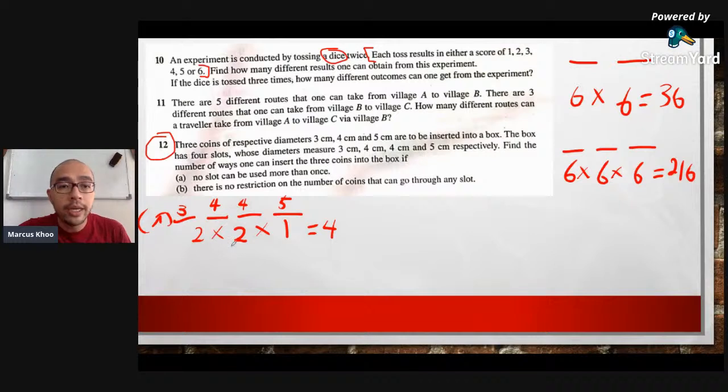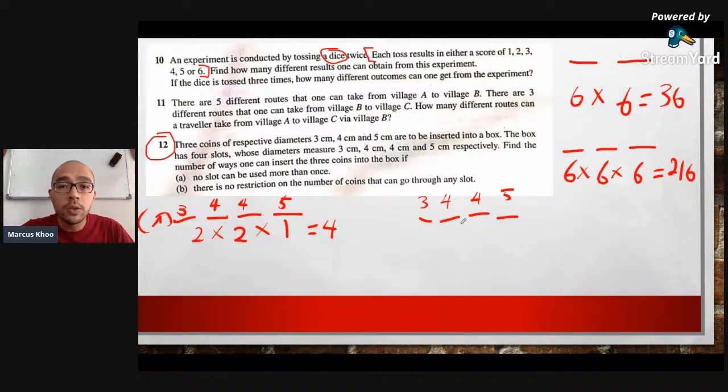Question B: if there is no restriction on the number of coins that can go through any slot. That means all 3 can go into the 5 cm slot too. So let's put the same 4 slots again. 1, 2, 3, 4. This is the 5 cm slot, this is the 4 cm slot, 4 cm slot, this is the 3 cm slot.